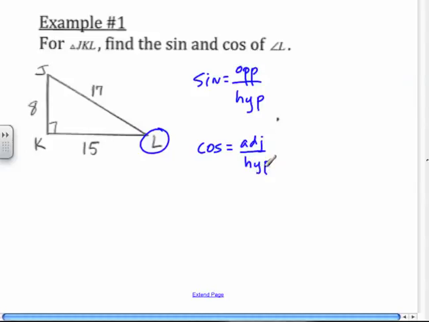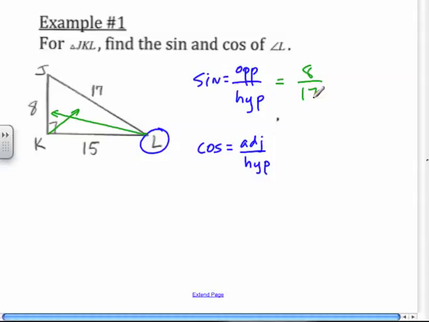Okay. Now, for angle L, the opposite side is the side that doesn't form the angle. So the opposite side of L is 8. And the hypotenuse is always the longest side, and it's the side opposite the right angle. So that's going to give us 17. So the sine of angle L is 8 over 17.